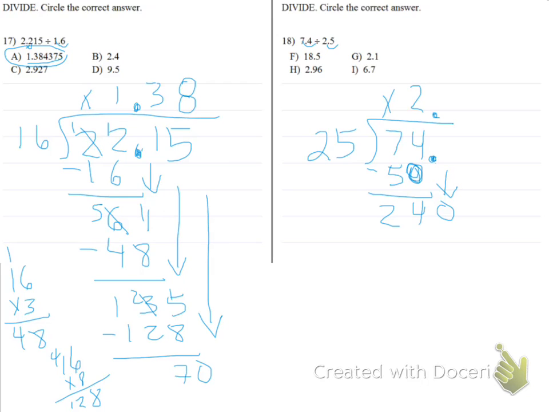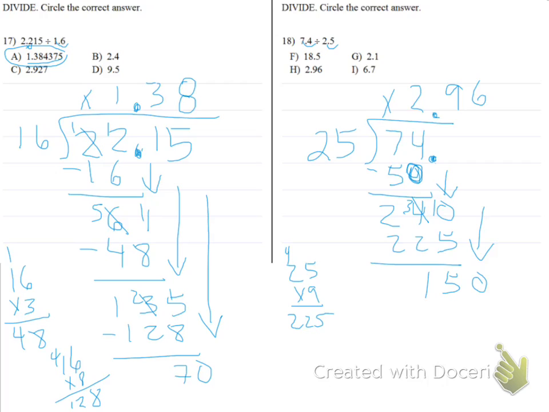25 into 240 is 9. So 25 times 9, 45, 18, 22, 225. And the remainder here is 15. Bring down the 0, and it will end now. 25 into 150 is 6. 25 times 6 is exactly 150. Remainder 0, and then you can see that H is the correct answer. Hope this helps.